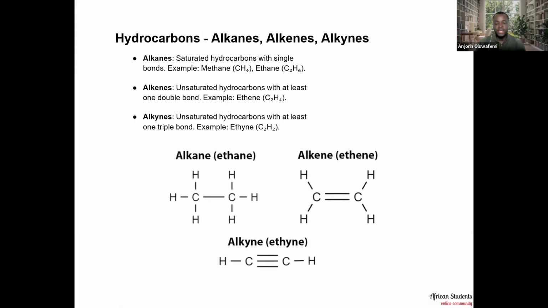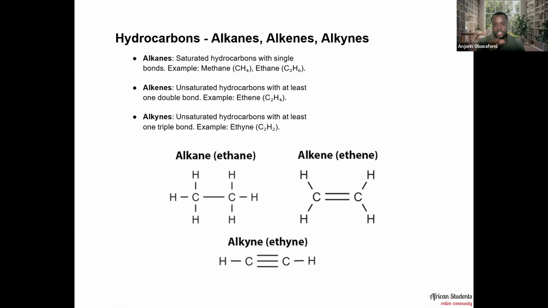So we have the alkane, for example ethane, which has a single bond and is saturated, like I said. It is fully occupied by atoms. The hydrogen atoms revolve around the two carbon atoms.